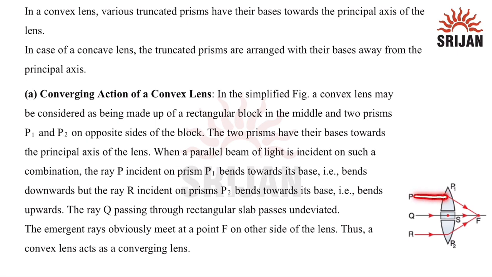The ray P incident on prism P1 bends towards the base, that is bends downward. But the ray R incident on prism P2 bends towards its base, that is bends upwards. The ray Q passing through the rectangular slab passes undeviated. Now the emergent rays meet at a point F on the other side of the lens. Thus, the convex lens acts as a converging lens.